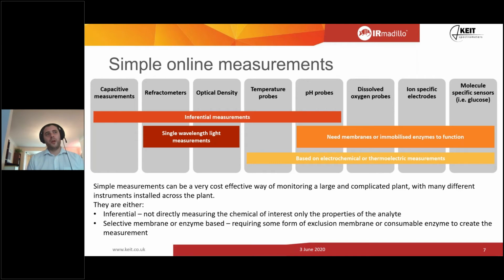pH probes, you might want to measure the pH. These work very well in aqueous media, but in non-aqueous media, pH isn't terribly easy to measure. So for example, free fatty acid concentration by pH is probably very difficult, if not impossible. Dissolved oxygen probes, they're very good for things like biotech, where if you've got an aerobic process, you're trying to pump as much oxygen in that as possible. But for things like edible oils, they're less helpful.